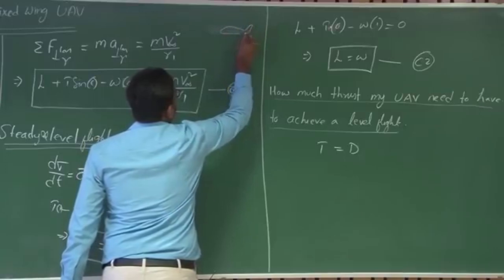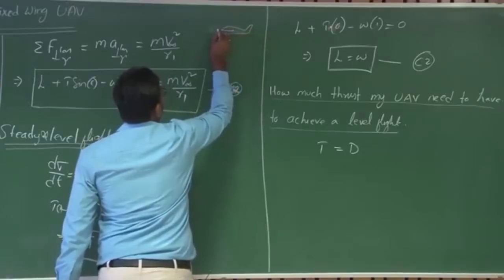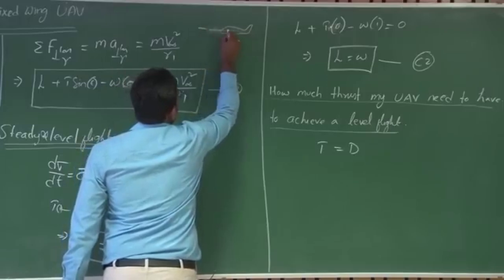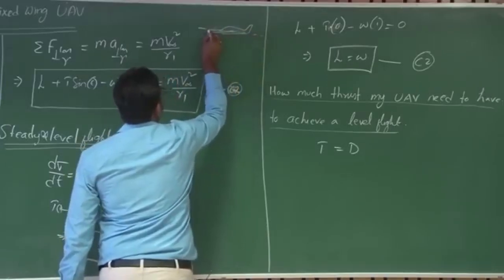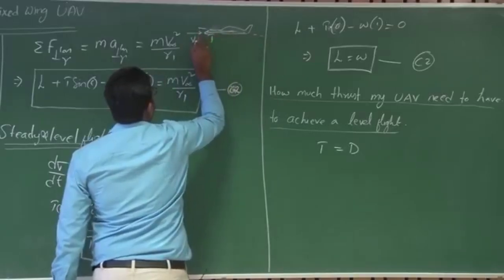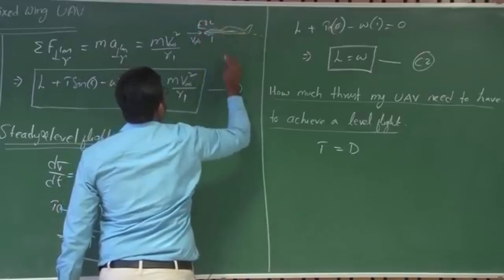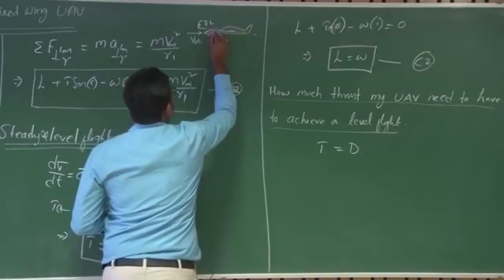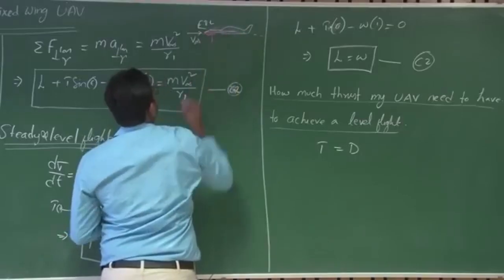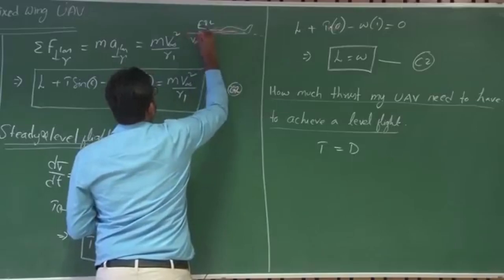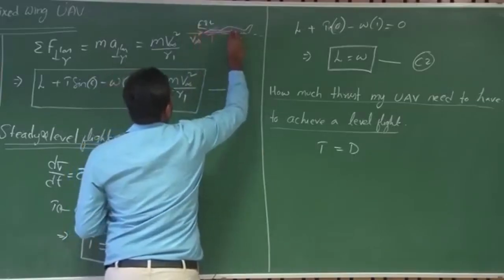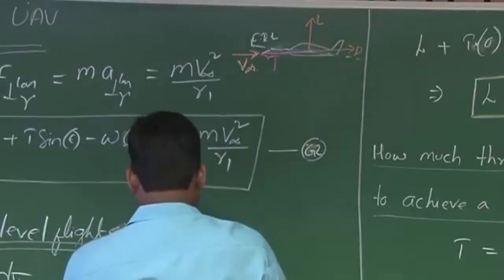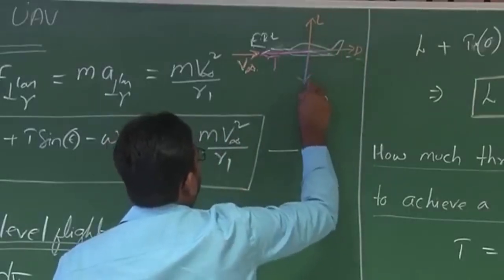Say this is your reference axis, and say this is your thrust, T, and say this is your V infinity. The lift acts perpendicular to V infinity, and drag will be along this V infinity, and you have weight acting perpendicular to the local horizon.